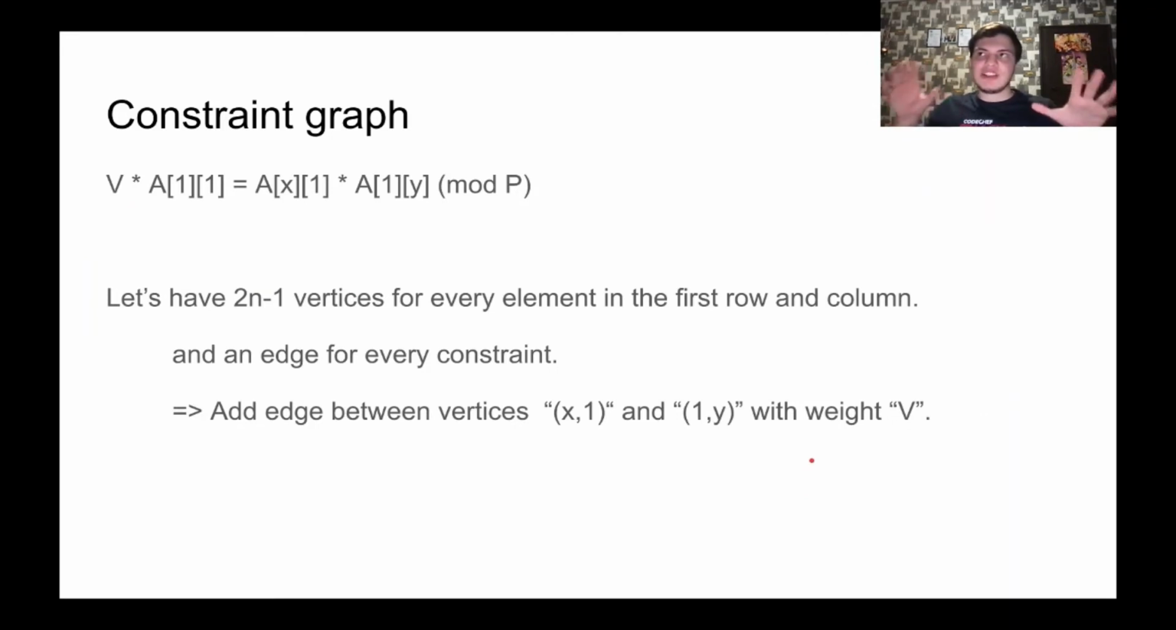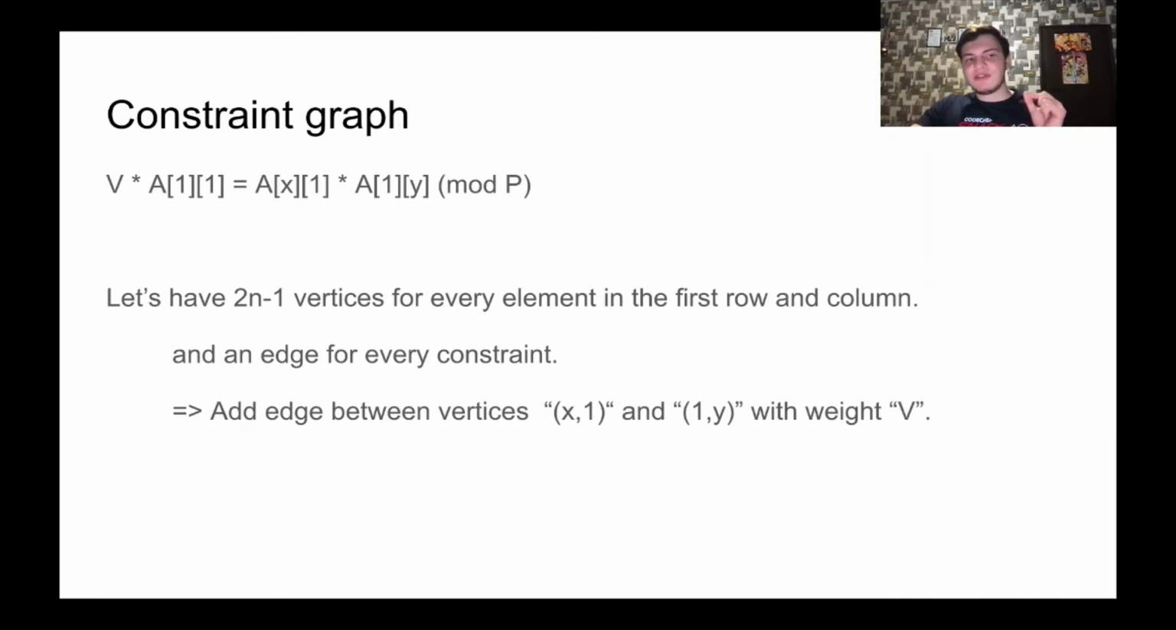Okay, so now we have constraints and vertices, and what we want is to fix the value of every vertex such that the product of two cells over the value of the first cell, which is A11, is equal to v. In other words, v multiplied by A11 should be equal to the product of some two cells when we have an edge.